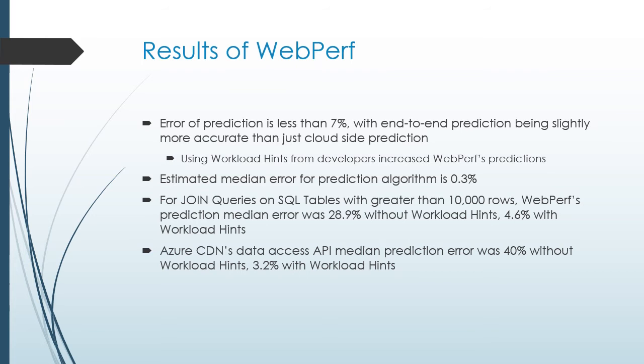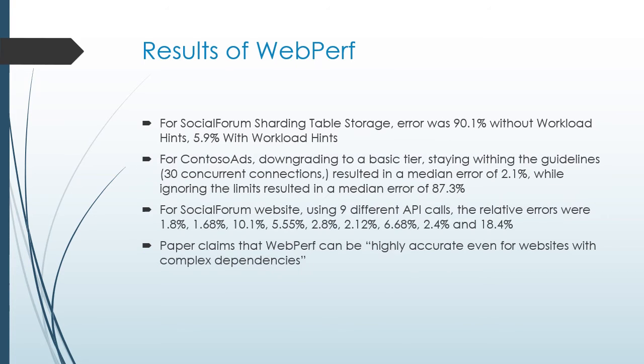So obviously, we are starting to see a little bit of a pattern here. For social forum sharding table storage, the error was 90.1% without workload hints, 5.9% with workload hints. So these are the parts that use the workload hints. Basically, see, the algorithm is not really functioning as it's supposed to without these workload hints.